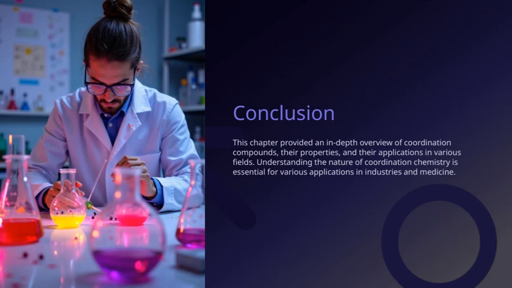In conclusion, this chapter has taken us through a detailed exploration of coordination compounds, highlighting their unique properties and diverse applications across different fields. We've seen how understanding the fundamentals of coordination chemistry is crucial, not just for academic purposes, but also for practical uses in industries and medicine. Recognizing the significance of these compounds helps us appreciate their role in real-world innovations and solutions. Overall, grasping the nature of coordination chemistry opens up many possibilities for future advancements, making it a vital area of study in the broader context of chemistry and science as a whole.